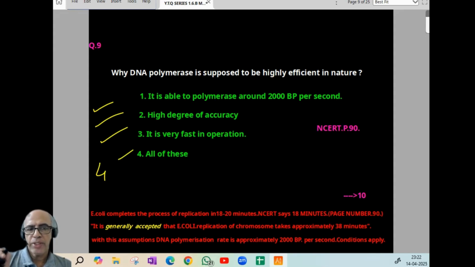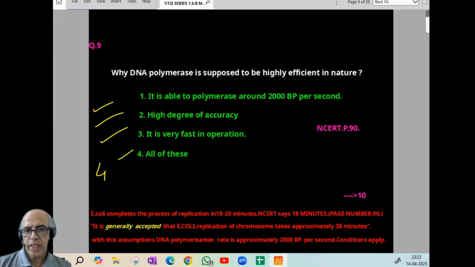E. coli completes the process of replication in 18 to 20 minutes. NCERT says 38 minutes, page number 90. It is generally accepted that E. coli replication of the chromosome takes approximately 38 minutes. So 20 and 30, that's how the two values come.